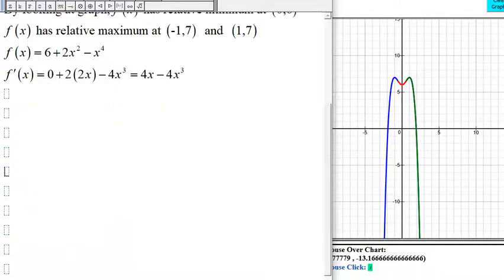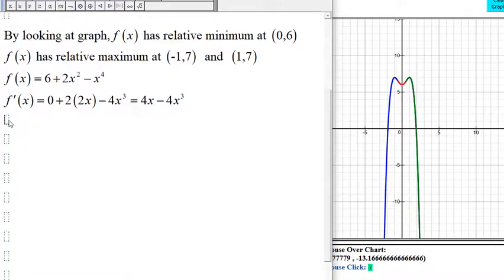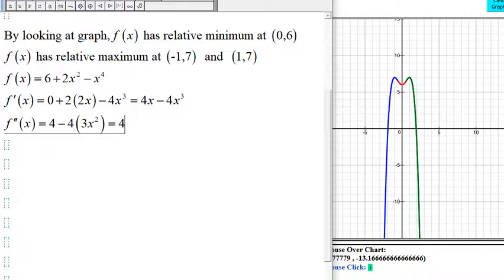And then the second derivative is going to be 4. The derivative of 4x is just 4. And then the derivative of 4x to the third is 4 times the derivative of x to the third, which is 3x to the second. So we end up with 4 minus 12x to the second.